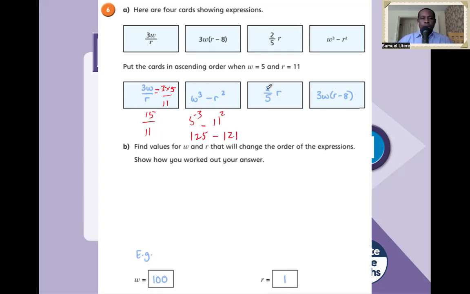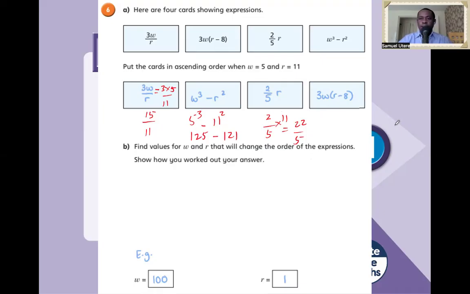Okay. So that's how you do it, and then you figure out what the values are, and then you can arrange them. So this one will be 2. Yeah, the R is 11. So it's like saying 22 divided by 5. You can see that should be greater than that. And then, of course, this one. Okay. Next, you're told to find the values of W and R that will change the order of the expression.